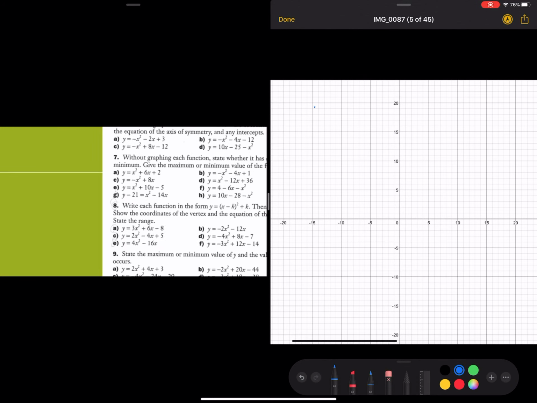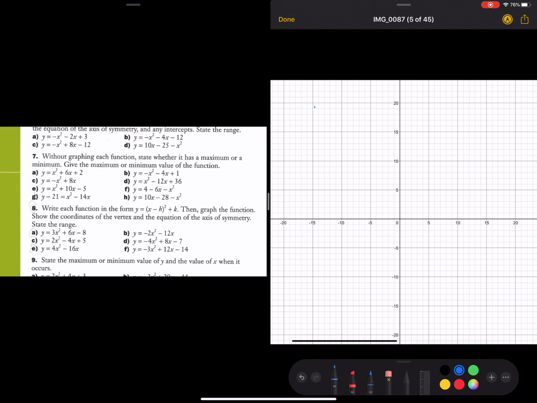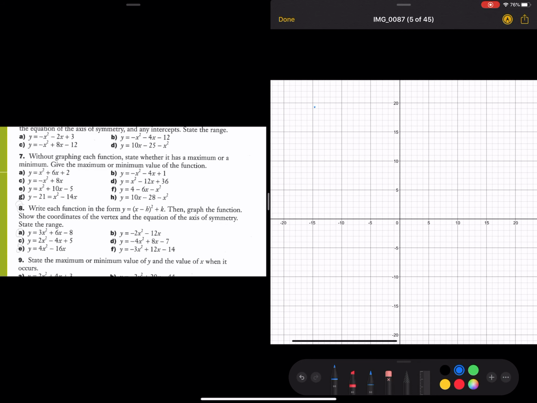Okay, question 7. Without graphing each function, state whether it has a maximum or minimum. Give the maximum or minimum value of the function. Okay, great. Perfect. Let's do A.